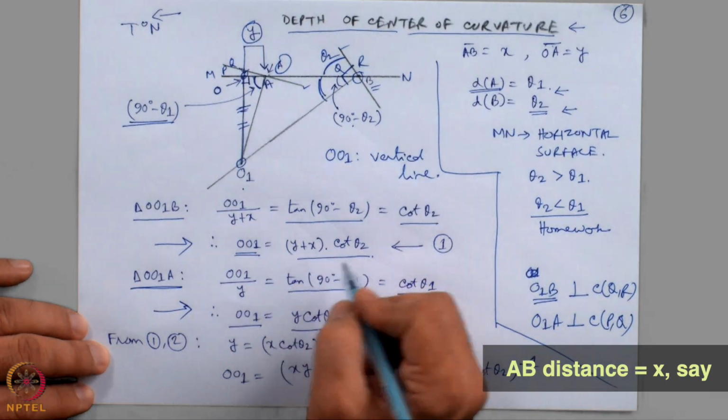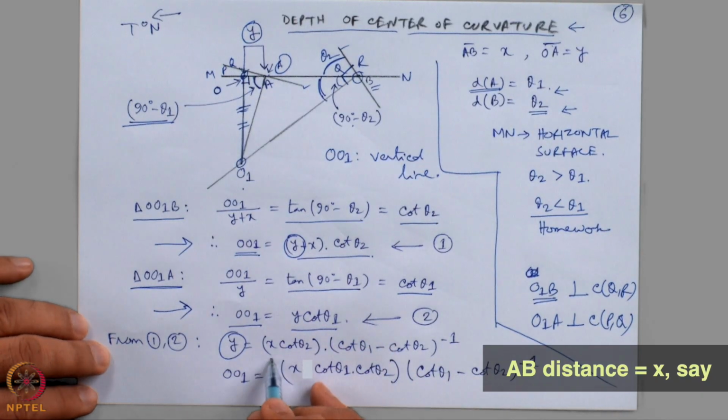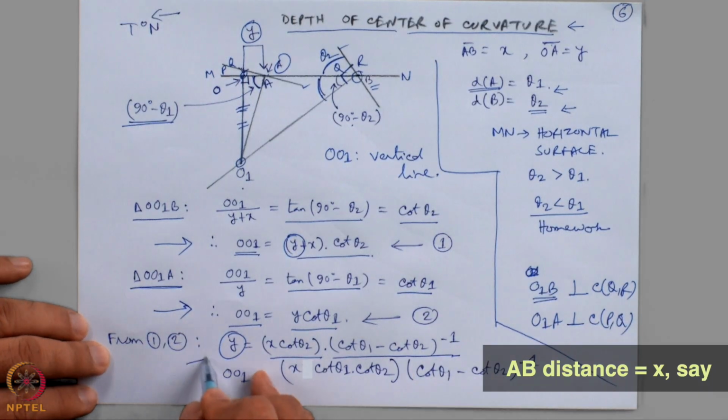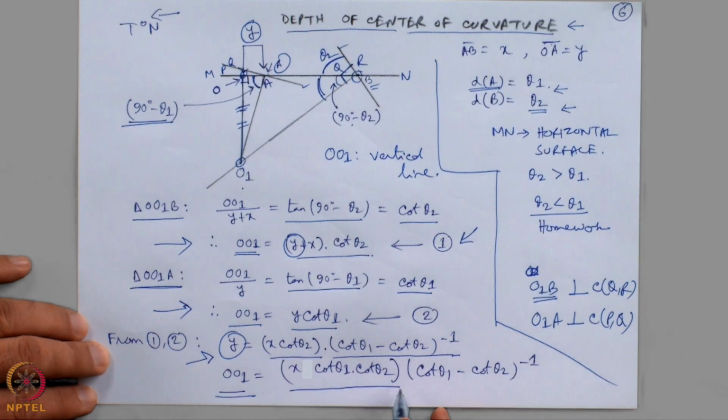After equating, I can obtain the y value, and it is x cot theta 2 multiplied by cot theta 1 minus cot theta 2 to the power minus 1. Putting this in equation 1, we find OO1 is equal to xy cot theta 1 cot theta 2 multiplied by cot theta 1 minus cot theta 2 to the power minus 1.